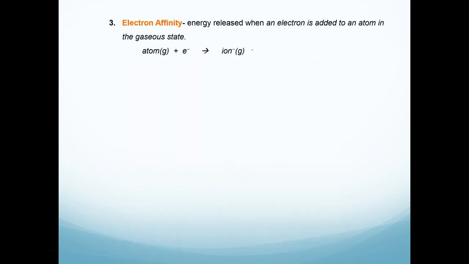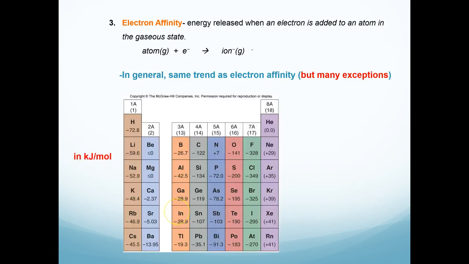So our next trend is electron affinity, and this is going to be the energy released when an electron is added to an atom. So I like to think of it as being the opposite of ionization energy. The one thing we want to keep in mind with electron affinity is that there are many exceptions. So we'll focus more on atomic size, ionization energy, and metallic character. Electron affinity has quite a few exceptions.